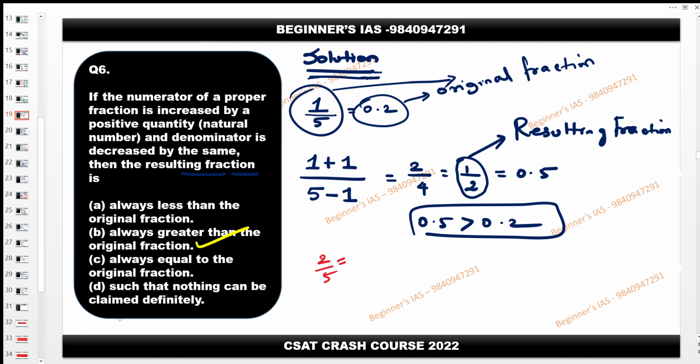So what would be the actual value of 2 by 5? 0.4. Yes, let us take this as the original value. After this, read the statement. If the numerator of the proper fraction is increased by a positive quantity, you can take it as 1 itself, not an issue. Therefore 2 plus 1. When the same is decreased in the denominator, so 5 minus 1, then it will become 3 by 4. 3 by 4 is nothing but 0.75.